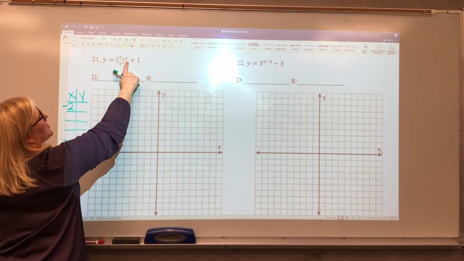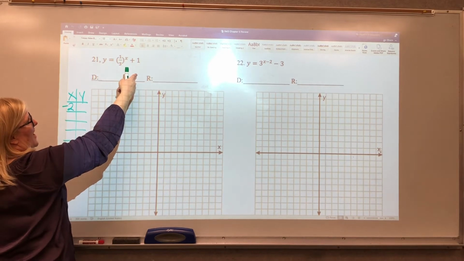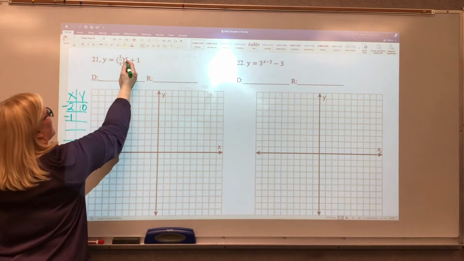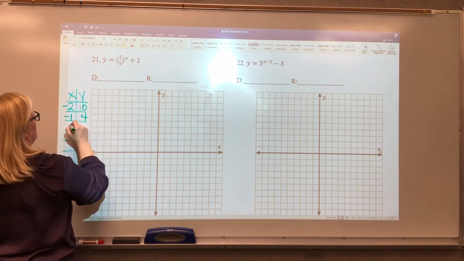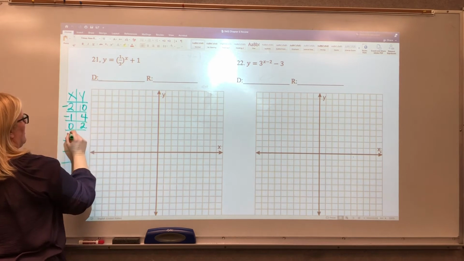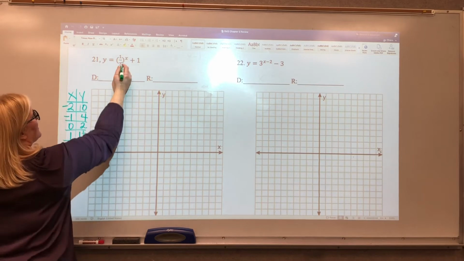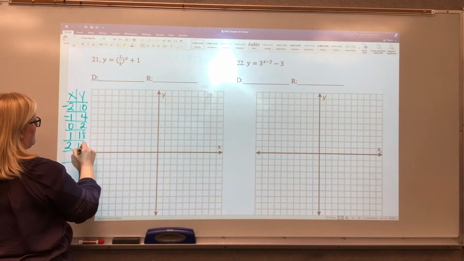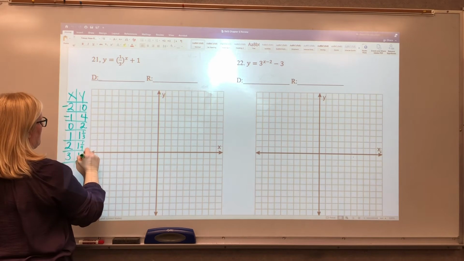So 1/3 to the -2, that flips the 3 up and squares it. So that's 9 plus 1 is 10. -1 is going to give me 3 plus 1 is 4. A 0 becomes 1. 1 plus 1 is 2. If I do a 1, that's 1 1/3. If I do a 2, that's going to be 1 1/9. And if I do 3, I have 1 1/27.